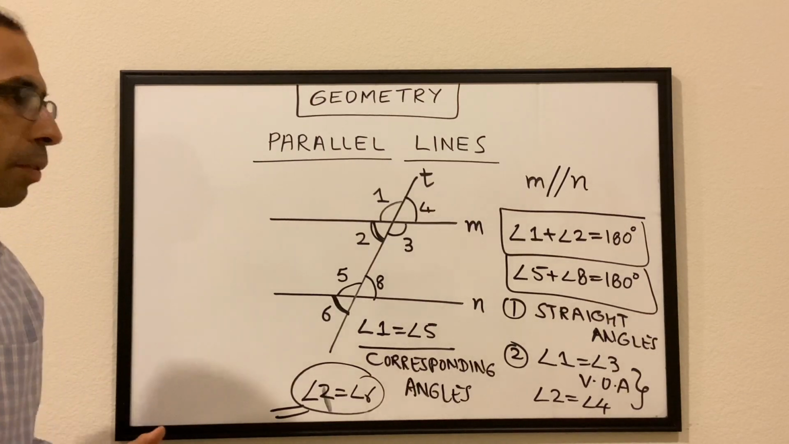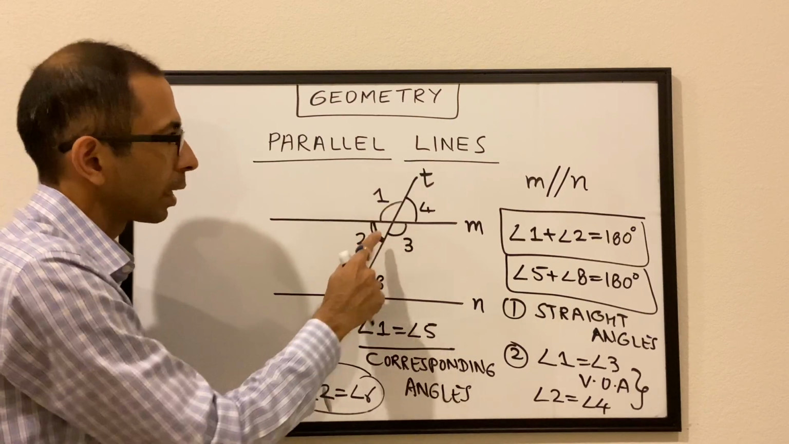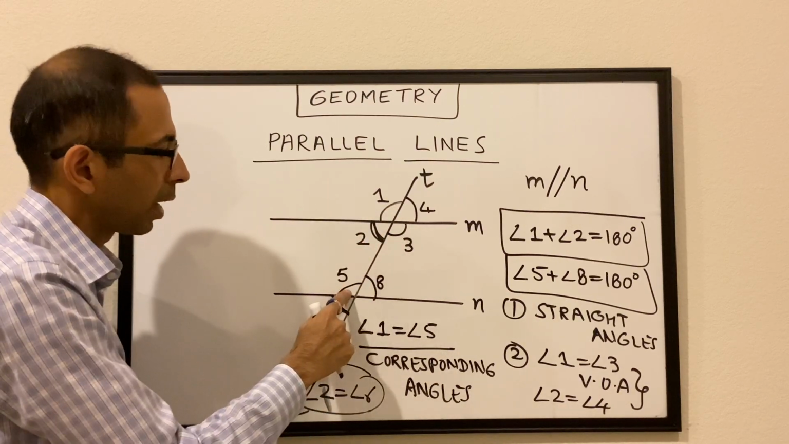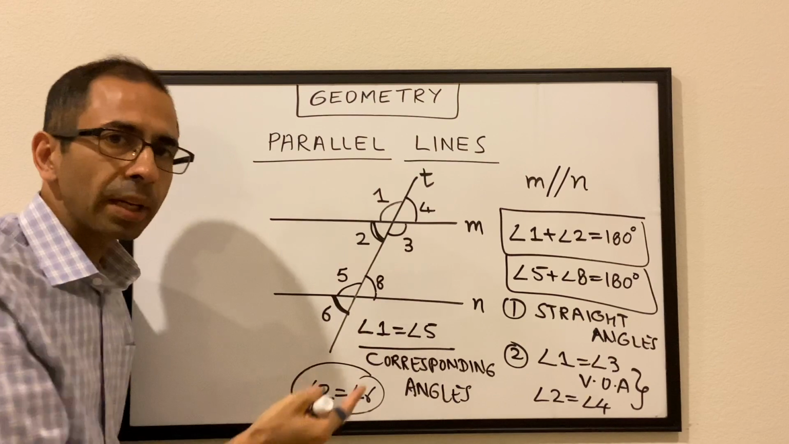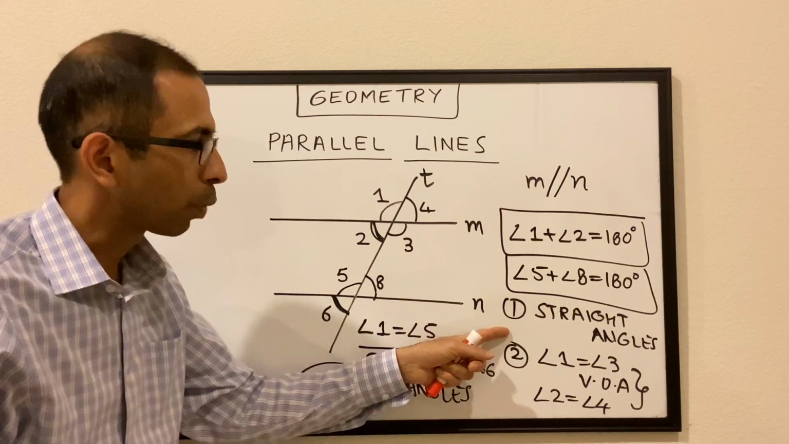Just to reiterate, right, we talked about 3 things here. The first was the straight angle, angle 1 and angle 2, or let's say angle 5 and angle 8. They are the straight angle pairs and the sum of the straight angle pairs is equal to 180 degrees. Right? That's point number 1.